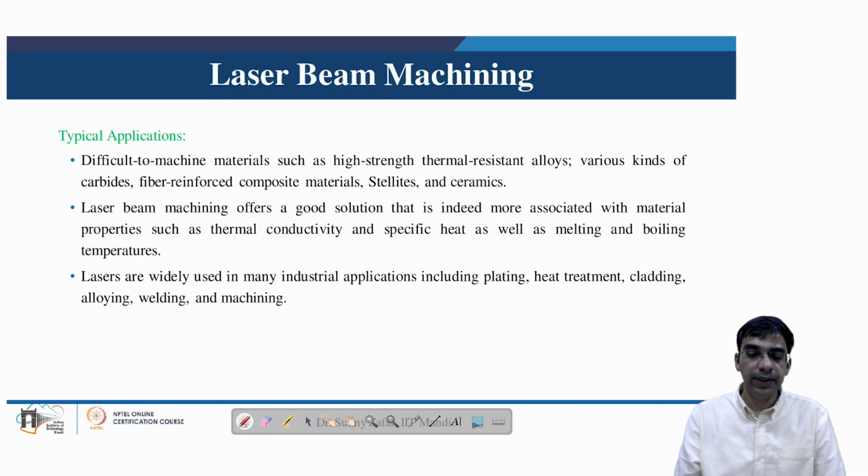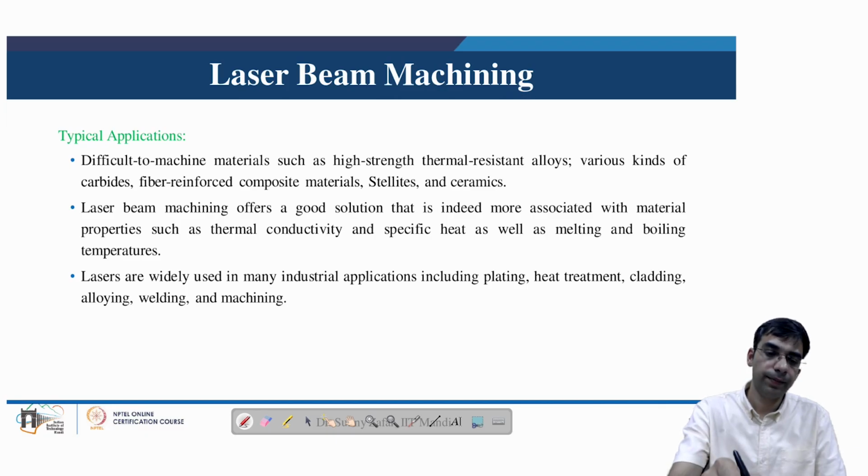So we can say the typical application of laser is to machine difficult to cut materials, especially high strength thermally resistant alloys, various kinds of carbides, fiber reinforced composites, stellites and ceramics. Laser beam machining also offers a good solution where difficulty is more associated with material properties such as thermal conductivity, specific heat as well as melting and boiling points. Lasers are widely used in various industrial applications for plating, heat treatment, cladding, alloying, welding and machining.